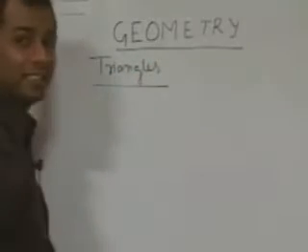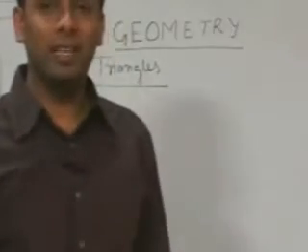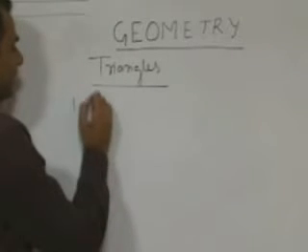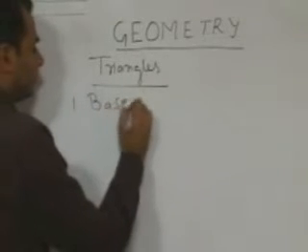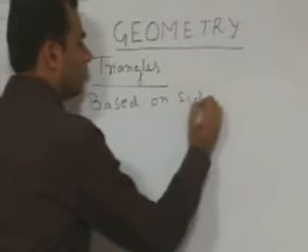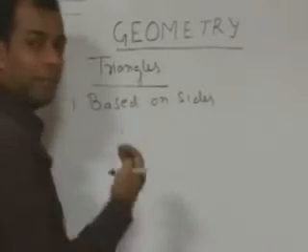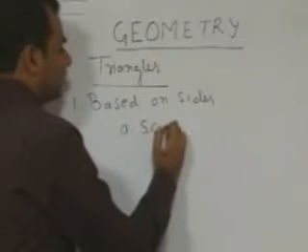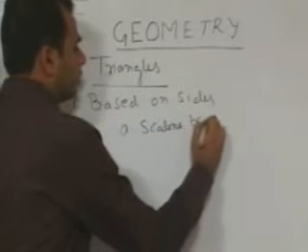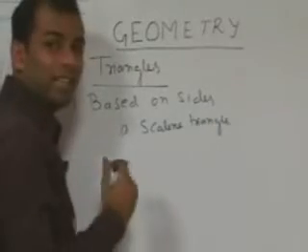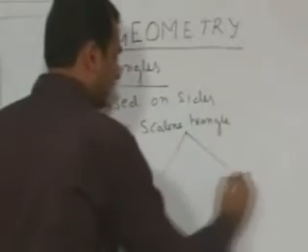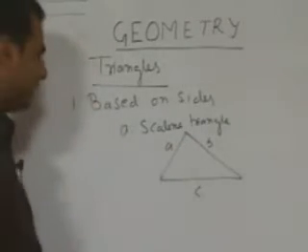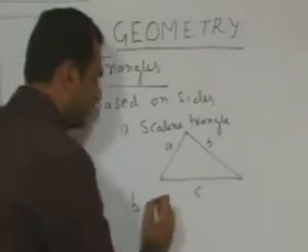The first thing in triangles is the classification, how you can classify triangles. The first classification is based on sides, and based on sides there are three types of triangles. The first one is the scalene triangle, in which all the sides are different. Let's say if this is A, this is B and this is C, all the three sides are of different length.